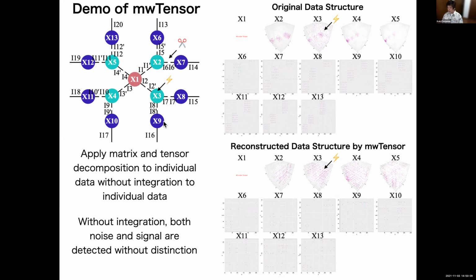I cut all the tensor legs between the tensors and decompose them individually. This revealed that the noise was detected in X3 like this. And moreover, the parameter estimation became unstable in other tensors as well. Thus, assuming common patterns among multiple data and decomposing them at the same time shows that the modeling of MuTensor can be robust to noise.